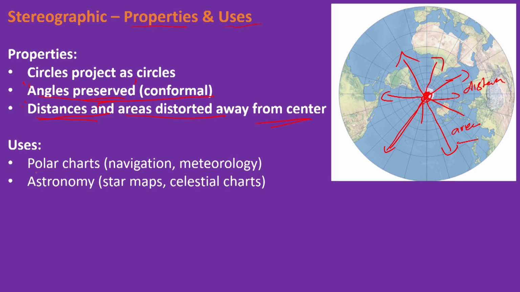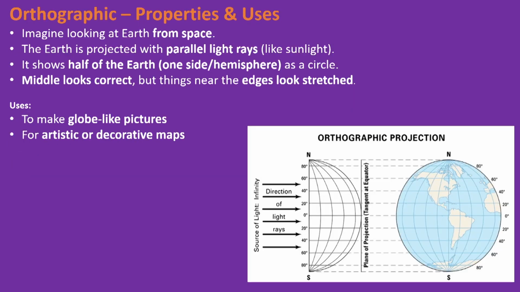When you go for use cases, real-time applications: polar charts, especially for navigation, meteorology. When you talk about astronomy, we can use it for star maps, celestial bodies and creating different charts. So, everywhere we can use this. Here again let me repeat, we can preserve angle or shape, whereas in terms of distance and area it is highly distorted. Let us understand the third projection system, that is nothing but orthographic projection.